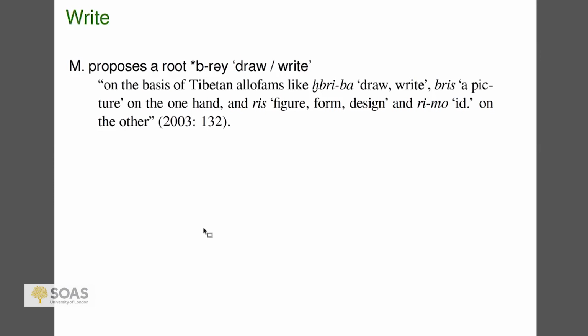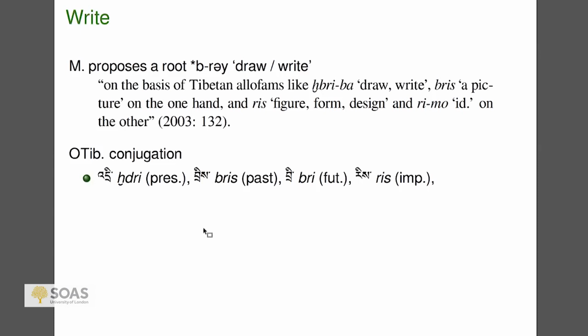He says this is on the basis of Tibetan allophones like, sorry, I should pronounce it in Old Tibetan, briwa, draw or write, bris, a picture, and ris, figure or form, and rimo on the other hand. Let me make clear: the first two support the B, the second two don't, which is why he has the B in parentheses, as if the B can come and go, like you see in Tibetan. But actually, the Old Tibetan conjugation of this verb is different. It has a D in the present and a B in the past and the future, which is totally regular according to Tibetan historical morphology.